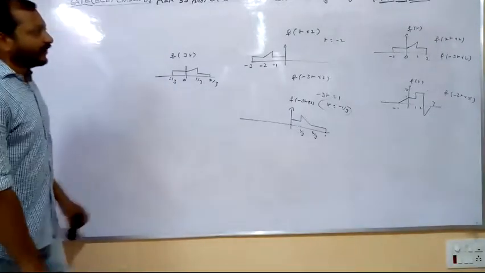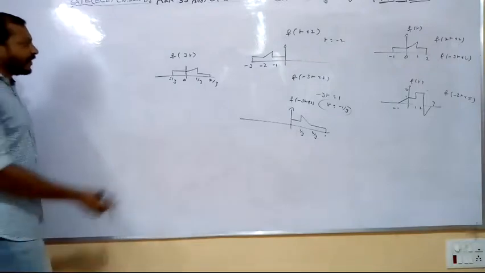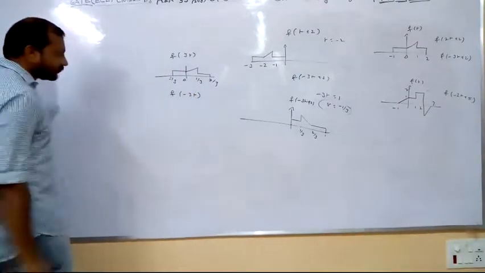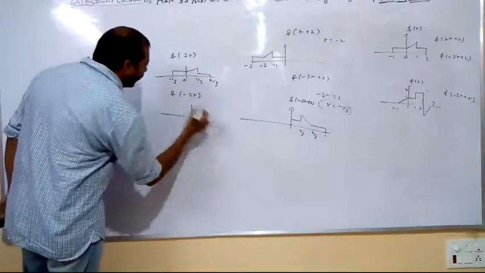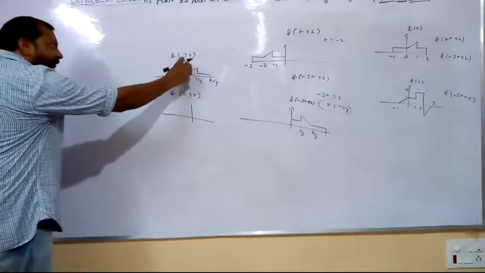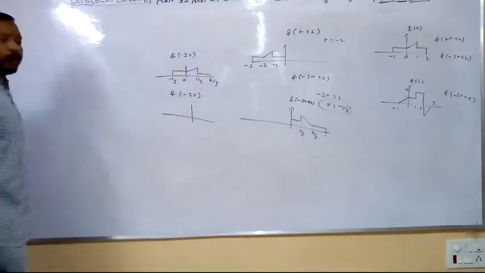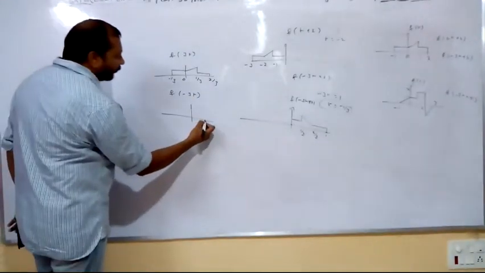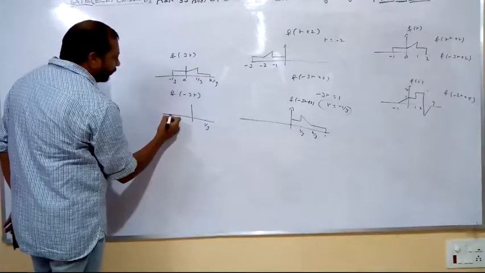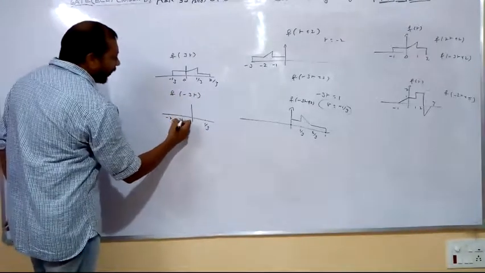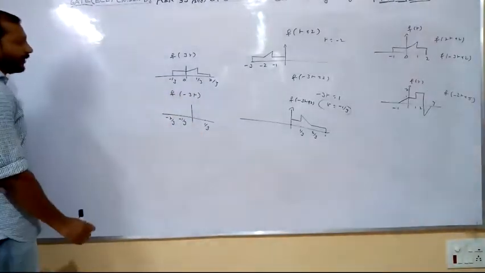Now, how can you write the signal f of minus 3t plus 2? If you write f of minus 3t first, simply you are reversing the signal only, not doing anything else. So 1 by 3 will become minus 1 by 3, minus 1 by 3 will become 1 by 3, this 2 by 3 will become minus 2 by 3, and this 1 by 3 will become minus 1 by 3.